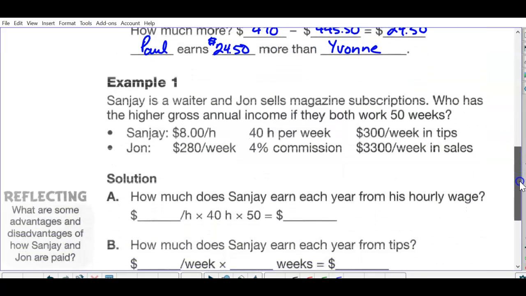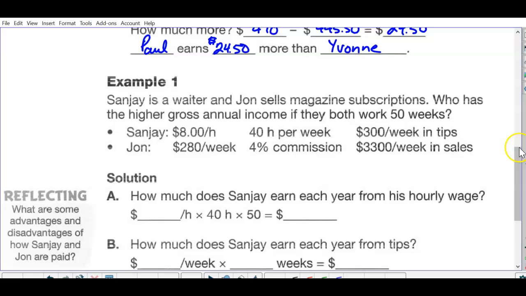Next one, Sanjay is a waiter and John sells magazine subscriptions. Who has the higher gross annual income if they both work 50 weeks? So gross means the entire amount before any deductions. We haven't even talked about deductions yet. And annual means in a year. Okay, so just remember that's in a year. So assuming they work 50 weeks.